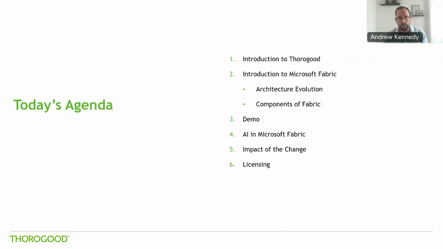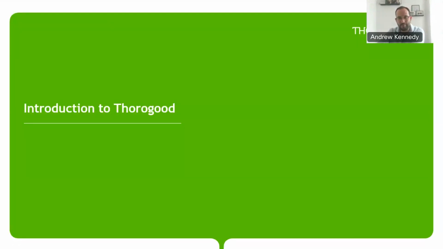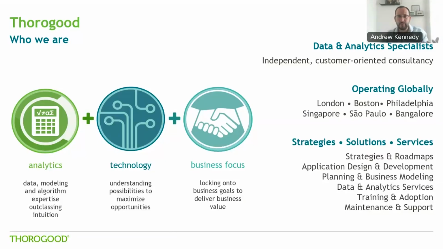We'll then talk a bit more about the AI capabilities, some of the impact of the change on you and your organization, where we see the opportunities of this tool going forward. And then to finish off, we'll touch quickly on licensing and a little bit on how you can get started with Fabric. So with that list of topics, we better get started because there's quite a lot to cover in the next half hour.